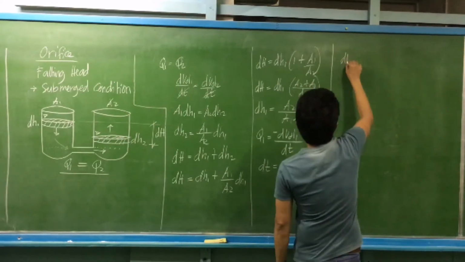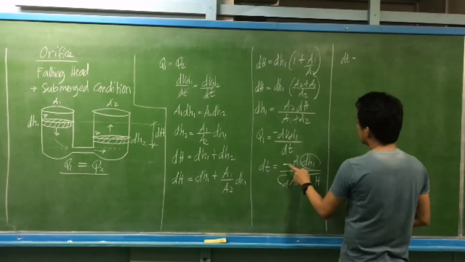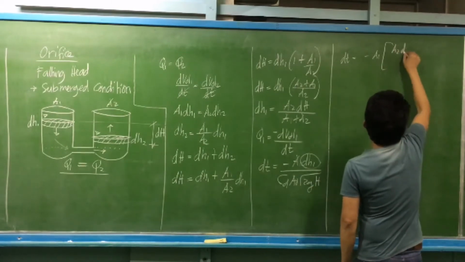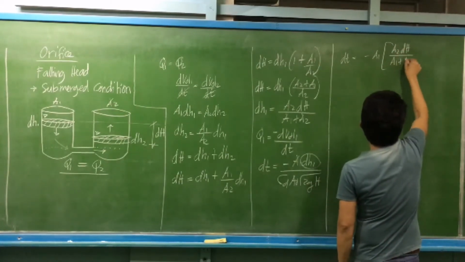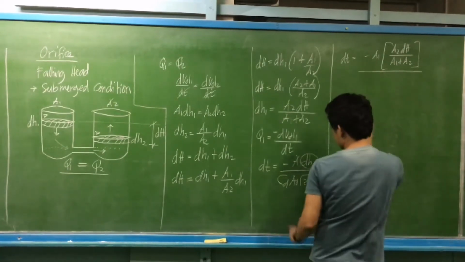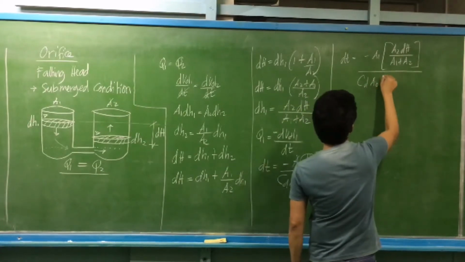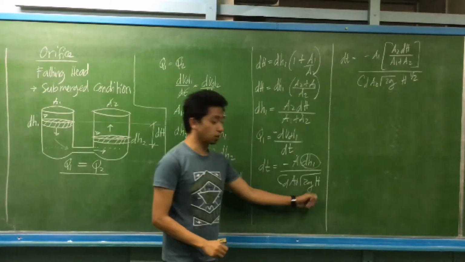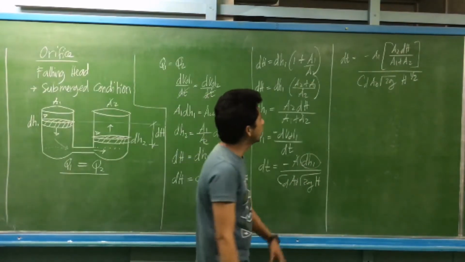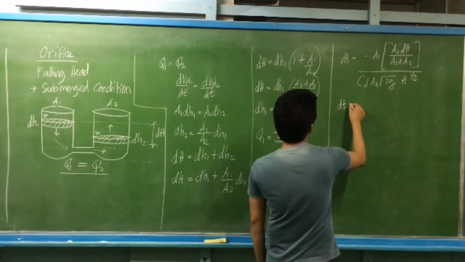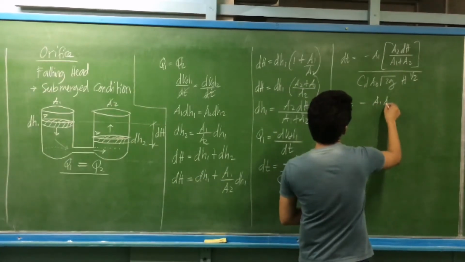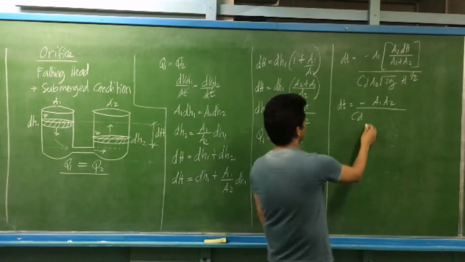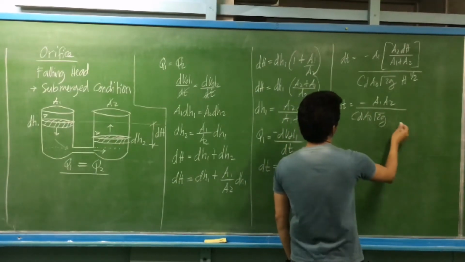Okay, so we now have the differential time equal to negative area 1, times the equivalent of differential head 1, which is area 2 times differential head divided by area 1 plus area 2, all over C sub D, area of the orifice, square root of 2G, the head raised to 1 half. I separated that, but supposedly it is the square root of H as well, included in the 2GH. Then we are to simplify: differential time is equal to negative area 1, area 2 divided by C sub D. We are to separate the constants from the variable. You have the area of the orifice, the square root of 2G.